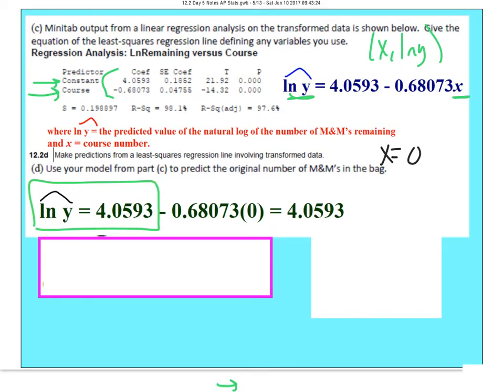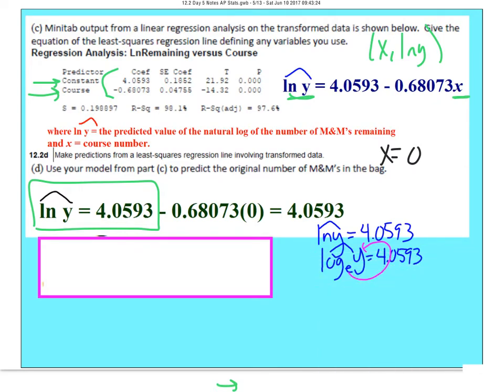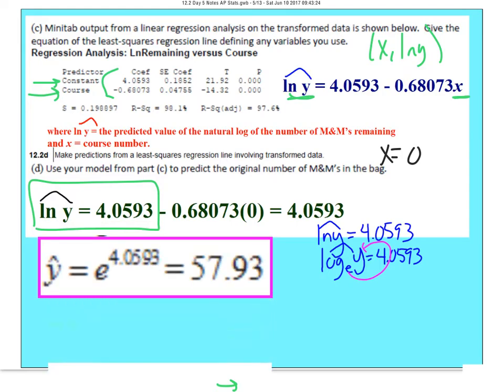Well, if you're not sure and it's multiple choice, guess and check. That's fine. Look at the various choices and plug it in and see if it works. The math behind this, if you remember though, the natural log of y equals 4.0593. Natural log is just log base e. So what you can do is take the base of the log and raise it to this exponent, which equals y. So when you write it, it's going to be e to the power of 4.0593 equals y hat. You put e to this power in your calculator. We could predict there should be 57.93 M&Ms in our original bag when we first start.